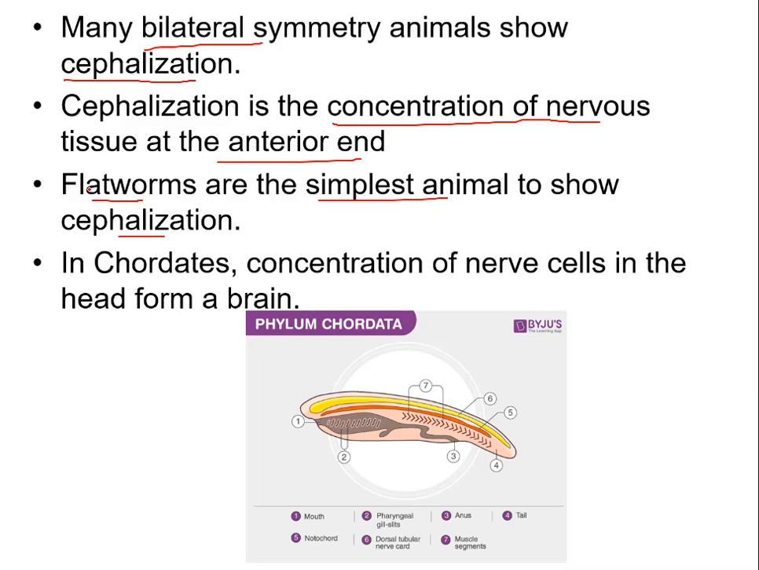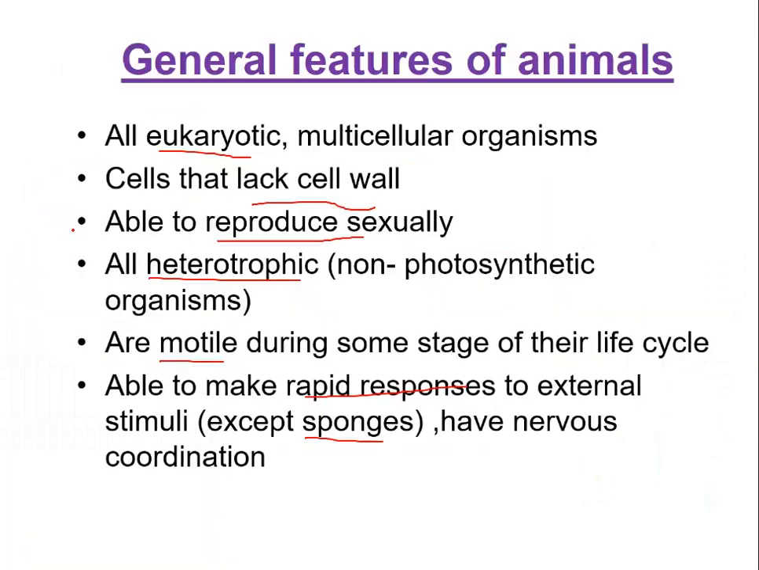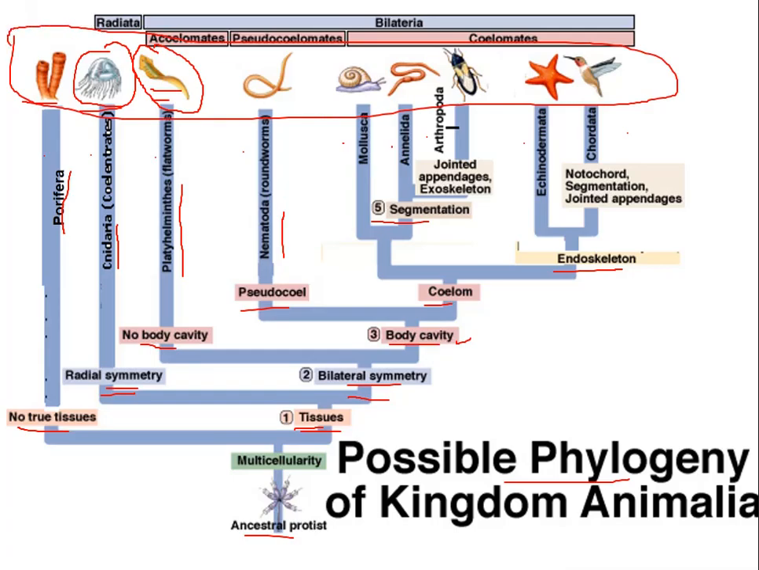Sebelum Cnidaria, sebelum flatworm. So remember, flatworm is located in the third phylum, right? Let me show you again here. So the flatworm is here, the third phylum. So flatworm is the lowest animal or the simplest animal showing cephalization. So meaning to say, sponges or Porifera and Cnidaria do not have cephalization. So this is the hierarchy of animal phylum that you have to memorize.